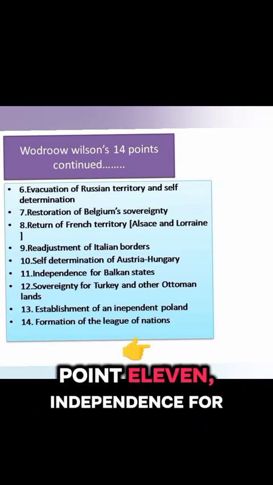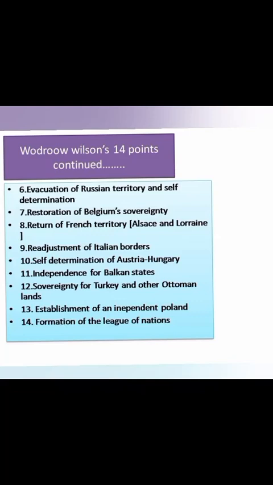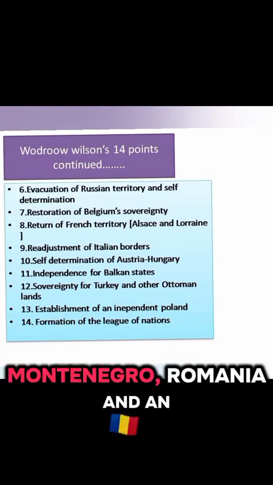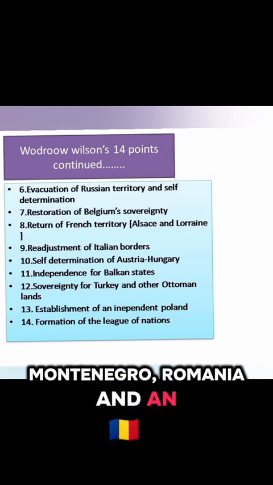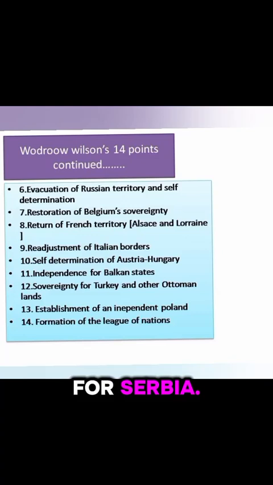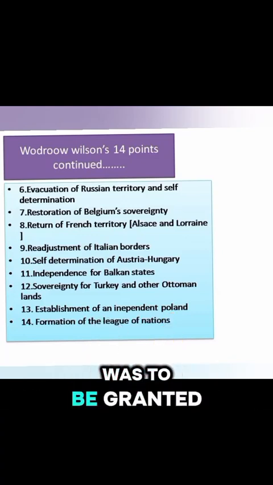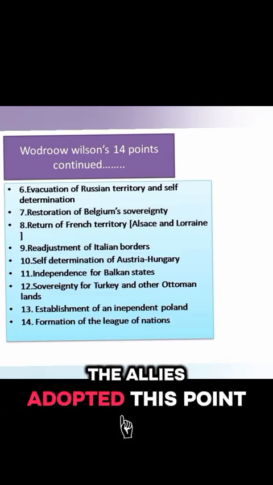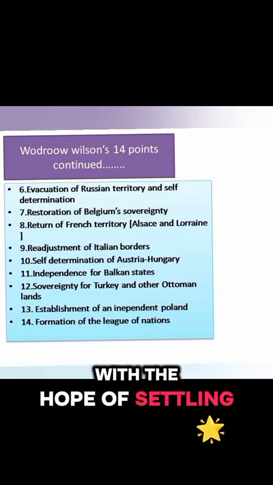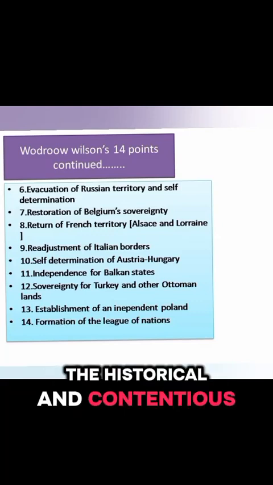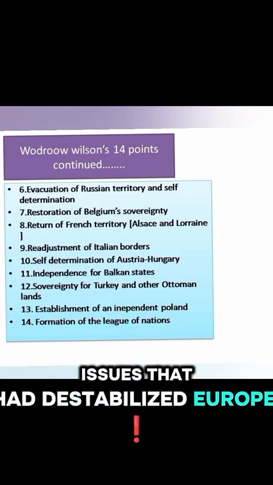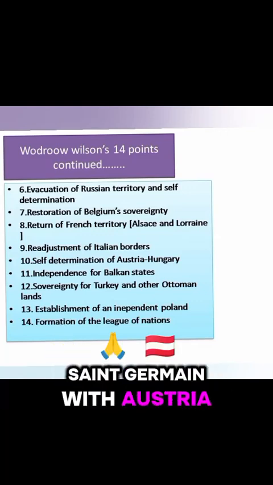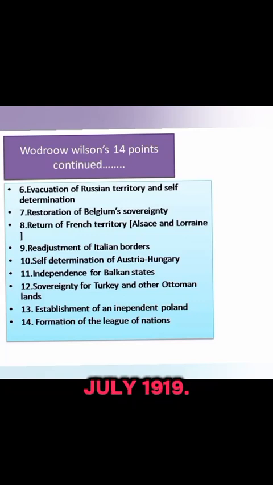Point 11. Independence for Balkan states. This point stresses the evacuation and restoration of Serbia, Montenegro, Romania, and an outlet to the sea for Serbia. Political and economic independence was to be granted to even other Balkan states. The Allies adopted this point with the hope of settling the historical and contagious issues that had destabilized Europe. This was finally effected in the Treaty of Saint-Germain with Austria on 20th July 1919.